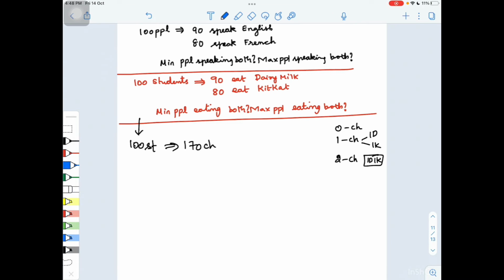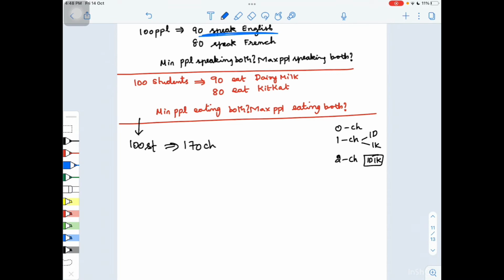That is not possible, because in the above problem, can a person speak 2 languages? If I say a person is speaking 2 languages, it means he is speaking 1 French and 1 English language. It does not mean that a person is speaking 2 English languages. Similarly, in the bottom problem also, if I say a person is eating 2 chocolates, it means he is eating 1 Dairy Milk and 1 Kit Kat combination. He cannot eat a 2 Dairy Milk combination.